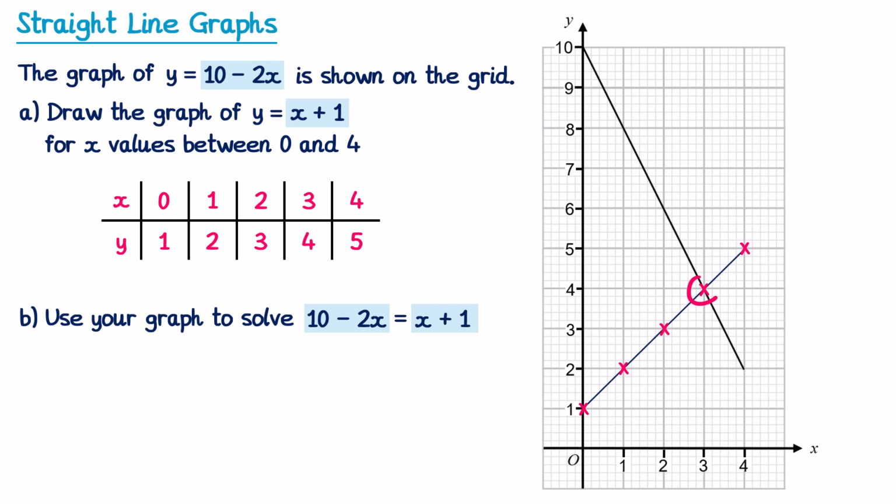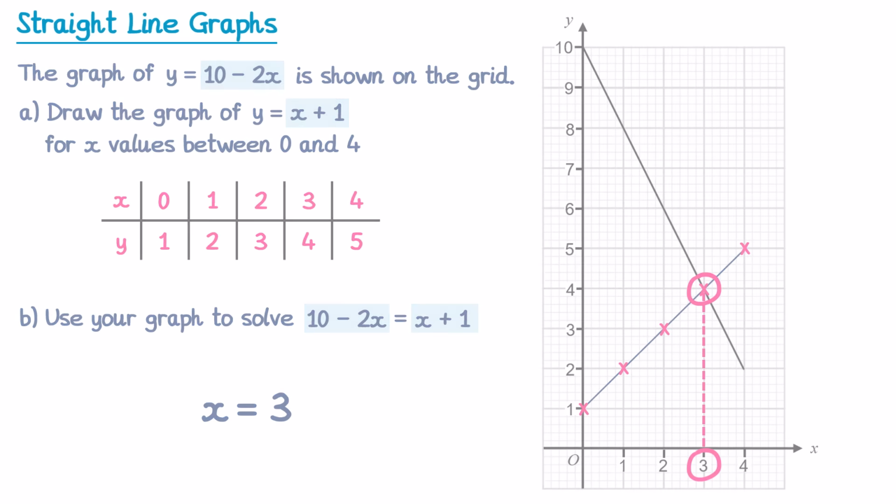This just means we're looking for where the graphs give the same value, which is where they cross. You can see the graphs intersect at this point here. Now we're looking for an x value to solve this equation, so if you go down from this point to the x-axis and read off that value, you can see it has x coordinate 3. So the solution to this equation is where the two graphs cross, which is when x is equal to 3.